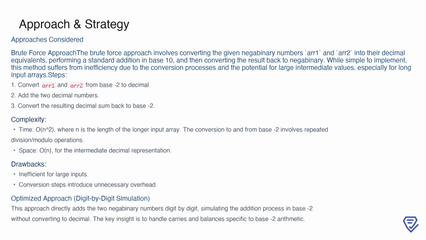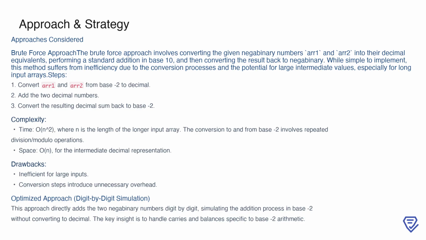To tackle the problem of adding two Negabinary numbers, we need to choose the right approach. A brute force solution might be the first idea that comes to mind. This involves converting the input arrays, which represent numbers in base -2, into their decimal equivalents. Once in decimal, we can perform a standard base 10 addition and then convert the result back to base -2. While this method is straightforward, it's not very efficient. The conversion processes, from base -2 to decimal and then back again, can become computationally expensive, especially when dealing with long input arrays. Additionally, these conversion steps might result in handling large intermediate values, which further adds to the inefficiency.